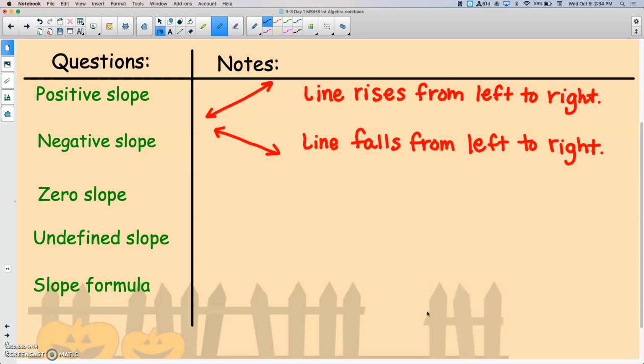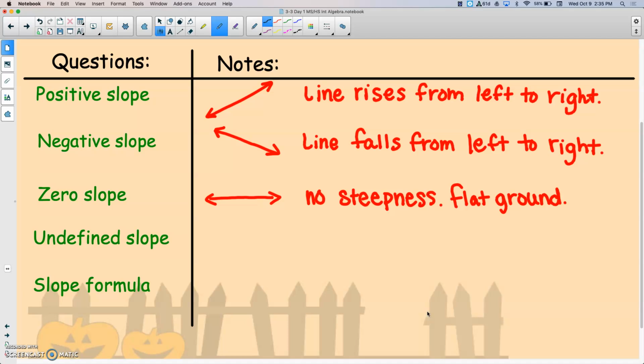My next 2 slopes are easily confused. Zero slope is straight across, horizontal. I think about zero slope: if something has no slope, it has no steepness. So slope is like the steepness of a line. So no steepness, like flat ground. So that's zero slope.